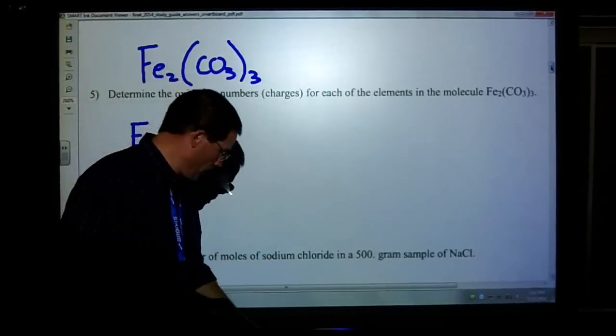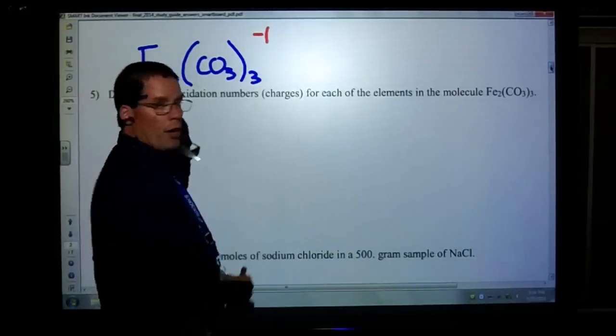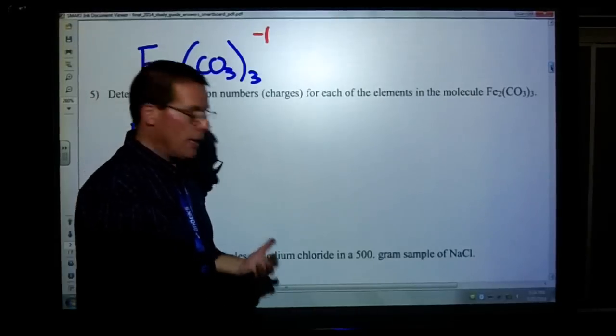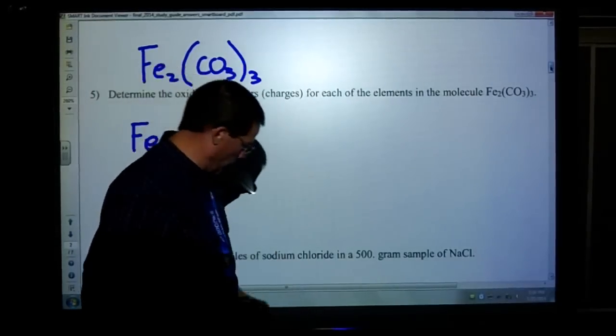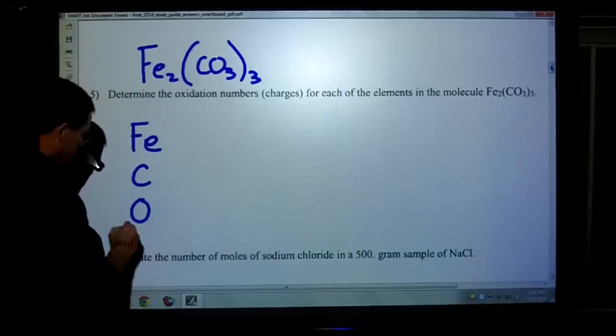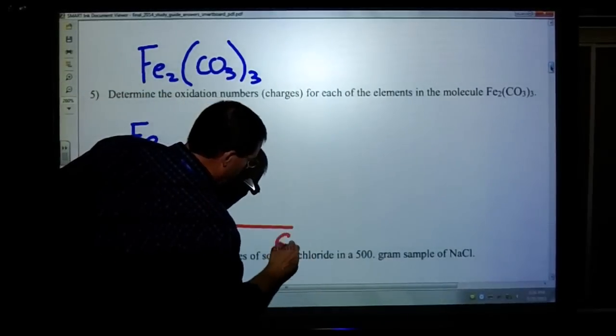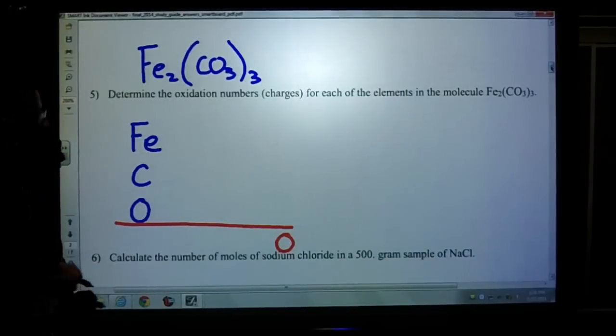How do I know that? Because I didn't write a charge up there. So if there's no charge, it has no charge. That's kind of an easy rule to live by. So that means this whole thing has an overall charge of 0.